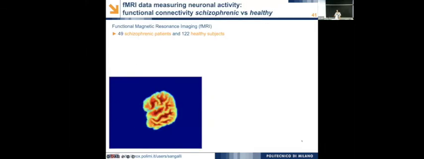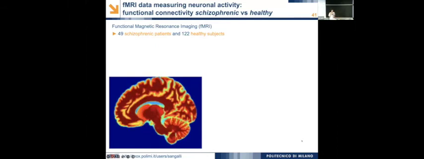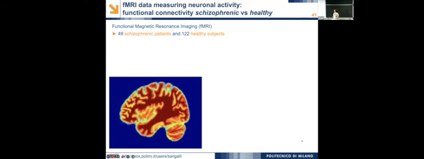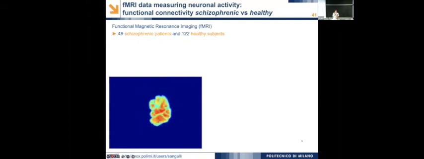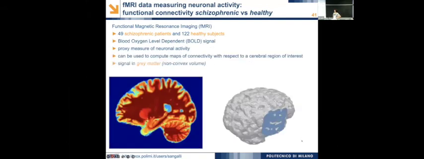Now I will conclude with the application. Unfortunately, I don't have the scans of myself or Livio Finos or Federico Ferraccioli, and so on. So we will have to do with some publicly available data set, which involves schizophrenic and healthy subjects. Now we consider functional magnetic resonance imaging signal.